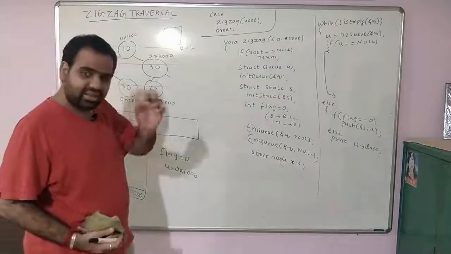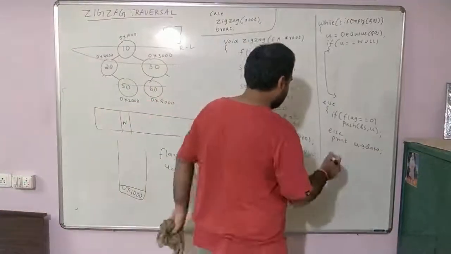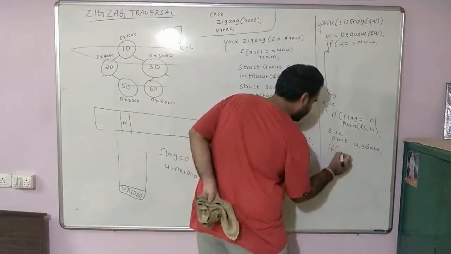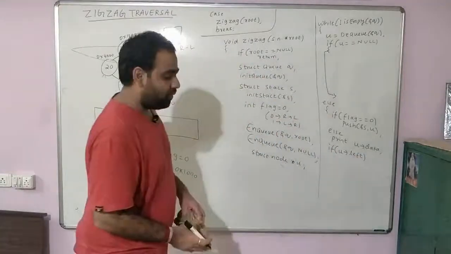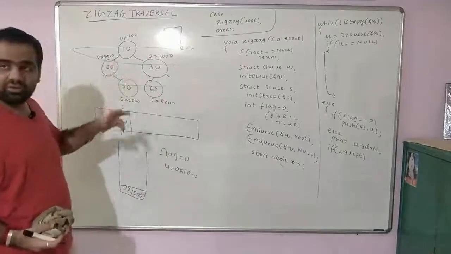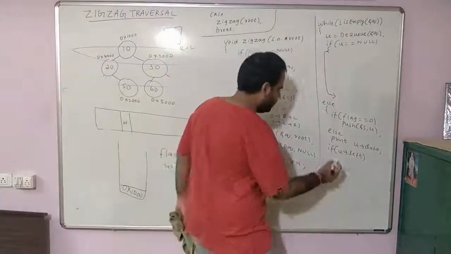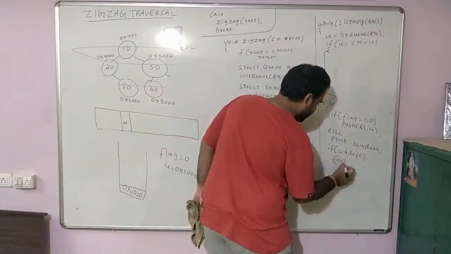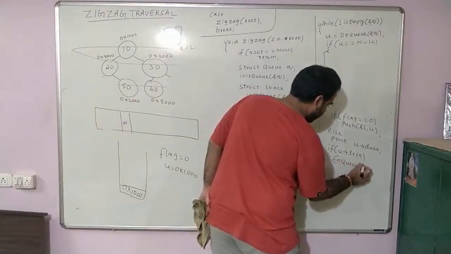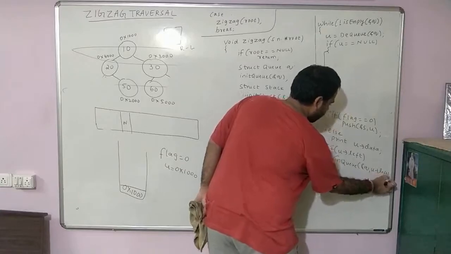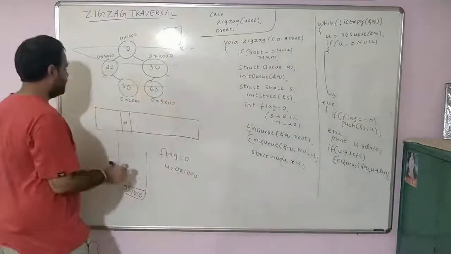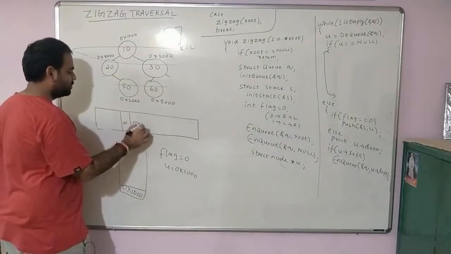Now you check. Does 1000 have the left child and the right child? How do we write it? We say if u arrow left not equal to null. Now what is u arrow left? 1000 arrow left is 4000, not equal to null. Yes, it is not equal to null. Therefore, we say enqueue ampersand q comma u arrow left. Now what is the value of u arrow left? 1000 arrow left is 4000. 4000 is enqueued.